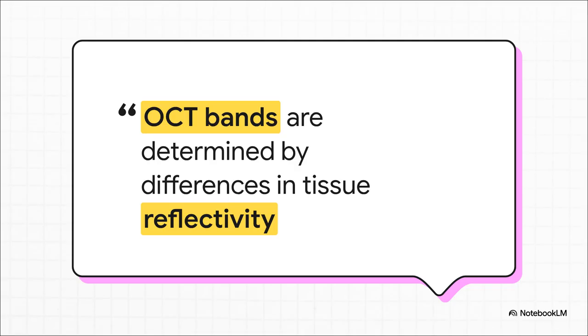Read it carefully. OCT bands are determined by differences in tissue reflectivity, but differences in reflectivity don't necessarily correlate one-to-one with retinal anatomy. Think of OCT like sonar or an ultrasound of the eye, but using light instead of sound. It doesn't care about the histologic name of the cell. It only cares about the density of the structures it hits.